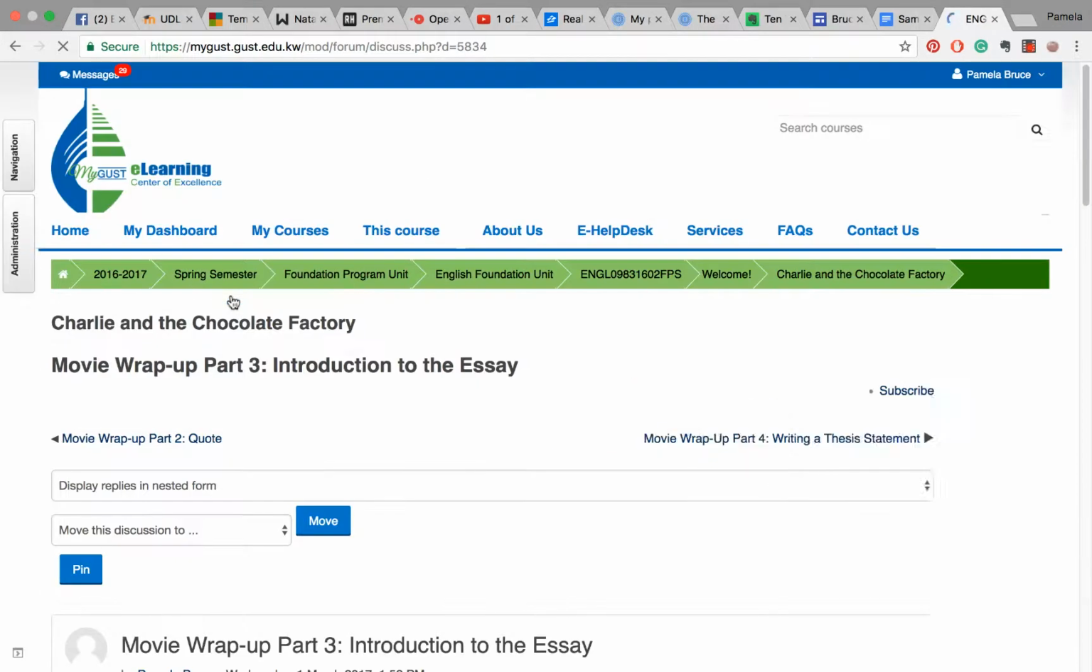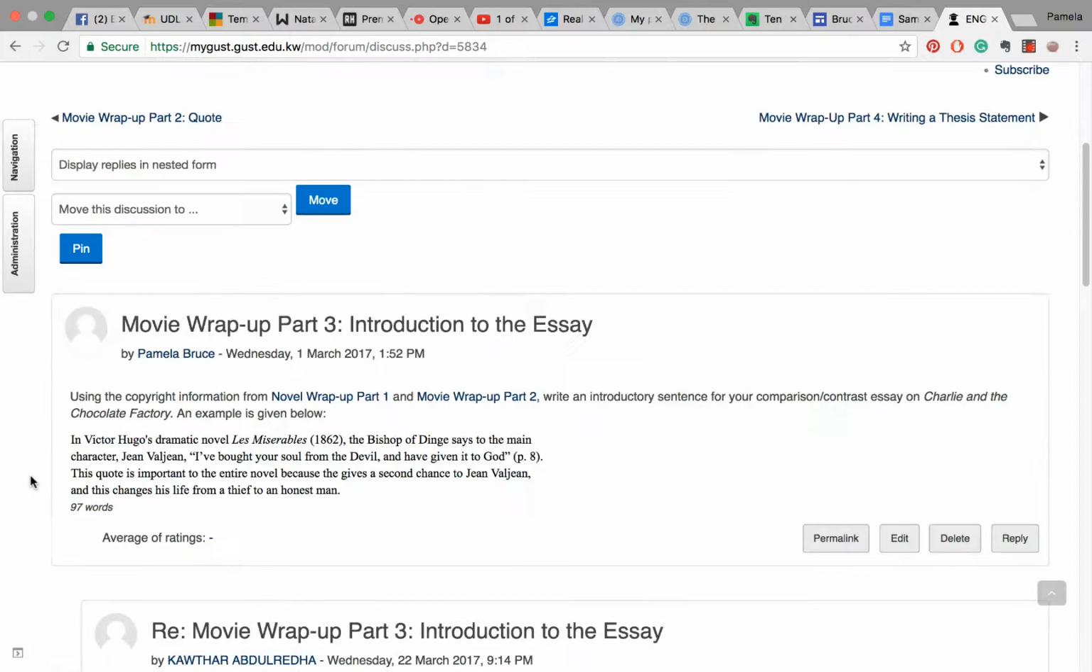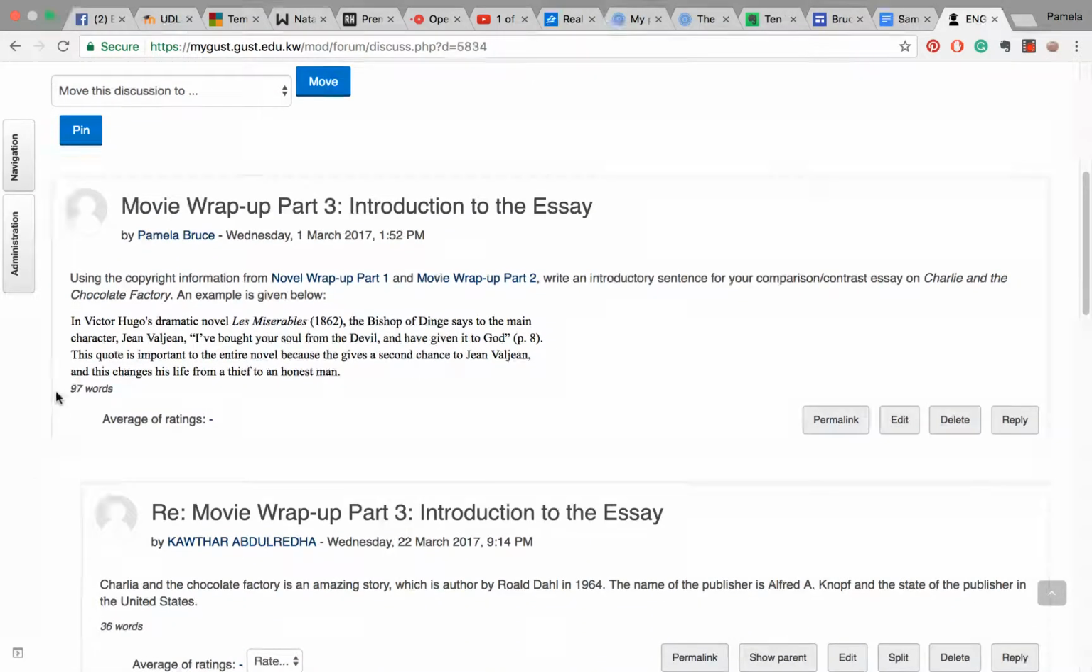When they have done all those tiny pieces for the introduction, they again are given a chance to take their copyright information for the novel, the quote that they had, and their one sentence explaining why that quote is important, and turn it into the very first part of the introductory paragraph. So again, they're given an example that they can follow.